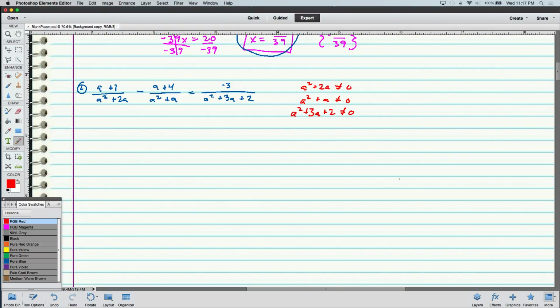Now we just have to solve these couple of equations. We have to take out the common factor: a plus 2 cannot equal 0. Taking out an a for both of those again, a plus 1 cannot equal 0. And here we have to factor this: a plus 2, a plus 1 cannot equal 0.